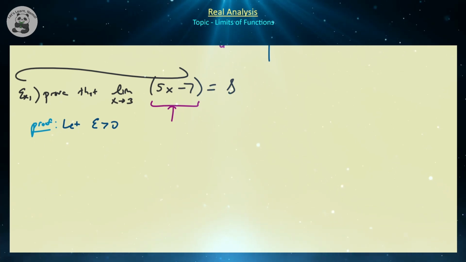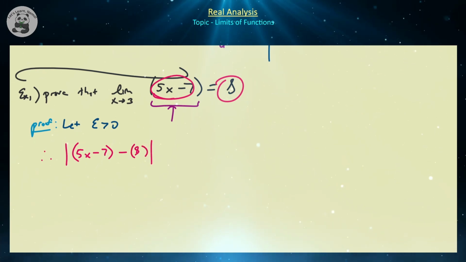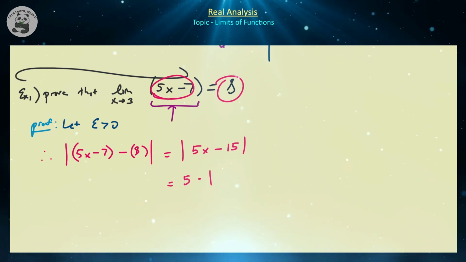And now we're going to look at the distance between this function and that proposed limit value. So that means the distance between 5x minus 7 and 8 is equal to what? Let's just do a little bit of arithmetic here. We have 5x minus 7 minus 8. What is that going to be equal to? That's going to be equal to the absolute value of 5x minus 15. And notice, we do have a common factor of 5, so let's just factor that out. So we're going to have 5 times the absolute value of x minus 3.